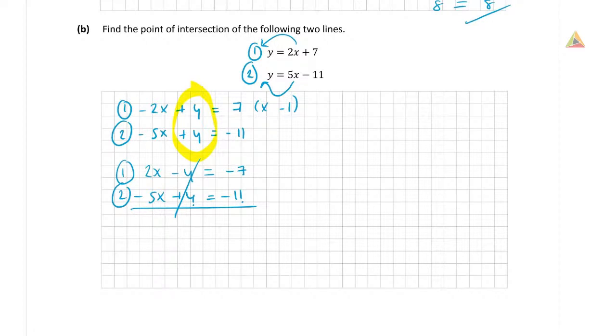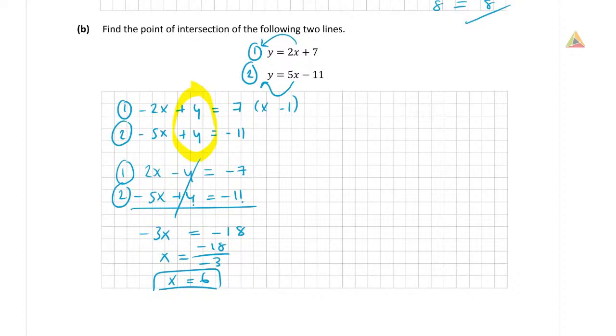So we can get rid of the y's now, which is what we wanted. 2x minus 5x is minus 3x. Minus 7 minus 11 is minus 18. So then we get x is equal to minus 18 over minus 3, so x is 6. So that's 1 point. We need to get y now.